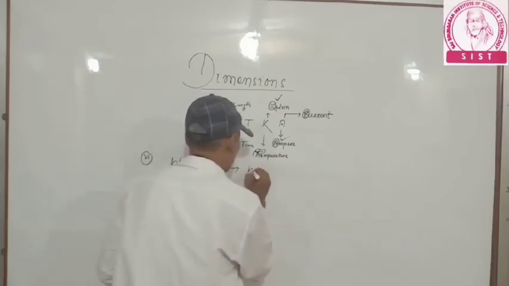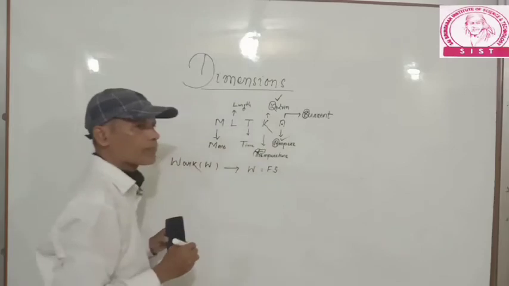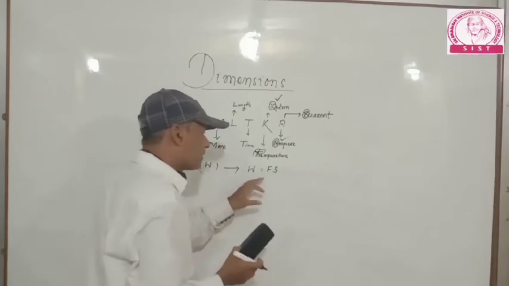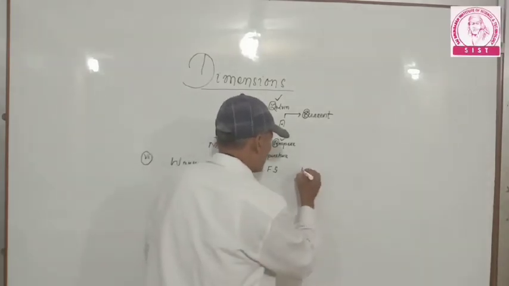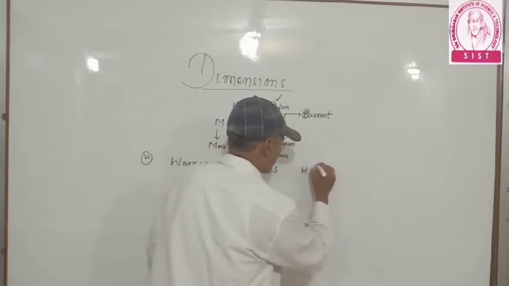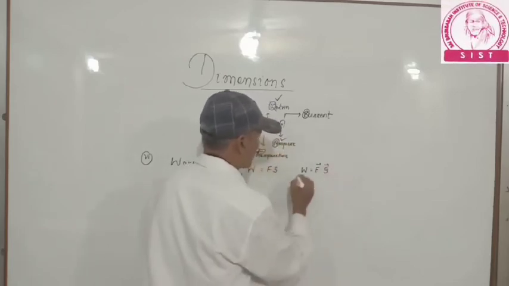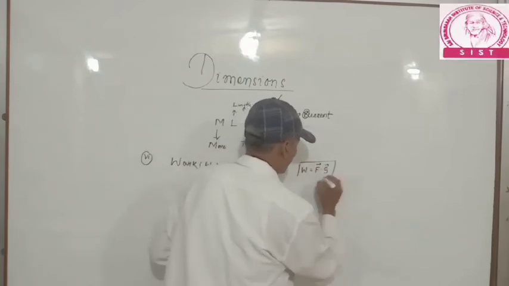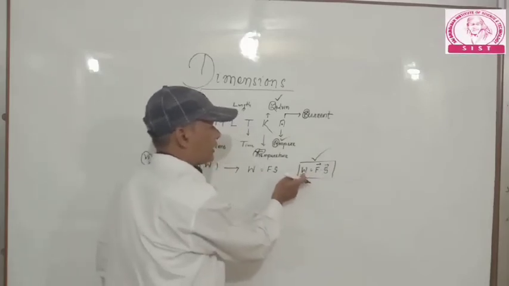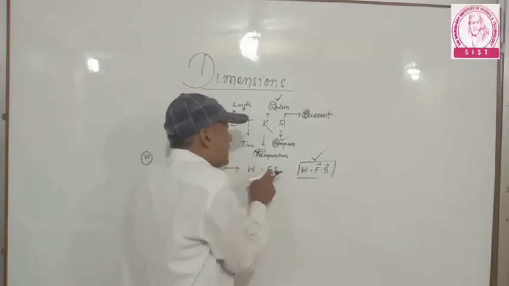Work is equal to force into distance. In vector form, actually, in physics it is written W stands for work is equal to F dot S. This is the correct expression. W is equal to F dot S. But in general you can write W is equal to Fs.